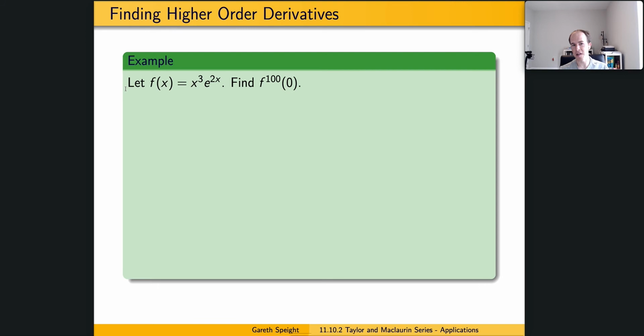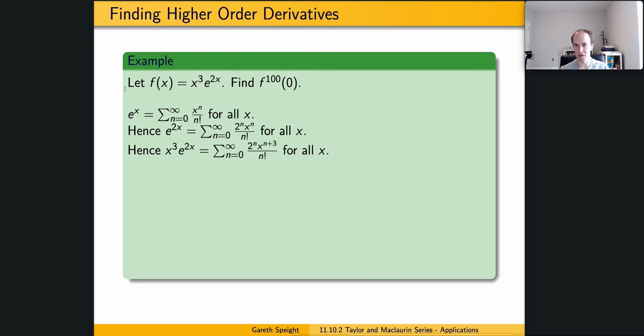So it's easier if we start off by finding the Maclaurin series for x cubed e to the 2x, and then we use the formula that we had on the previous slide. To do that, let's start with our series for e to the x. So e to the x is the sum of x to the n over n factorial. Replace all the x's by 2x. We get the sum of 2 to the n, x to the n over n factorial. And then we multiply by x cubed. That's going to give us a series for x cubed e to the 2x.